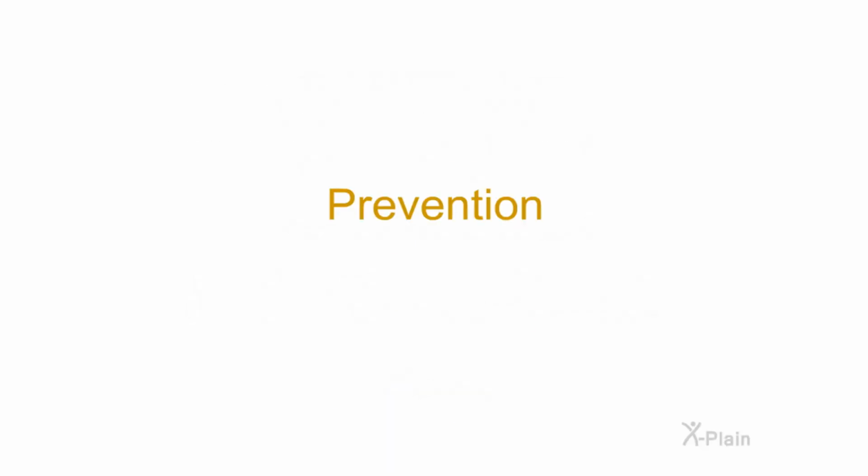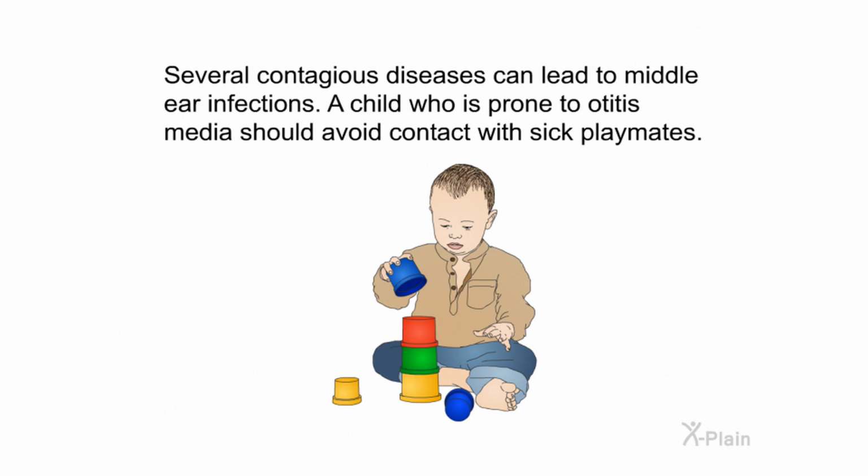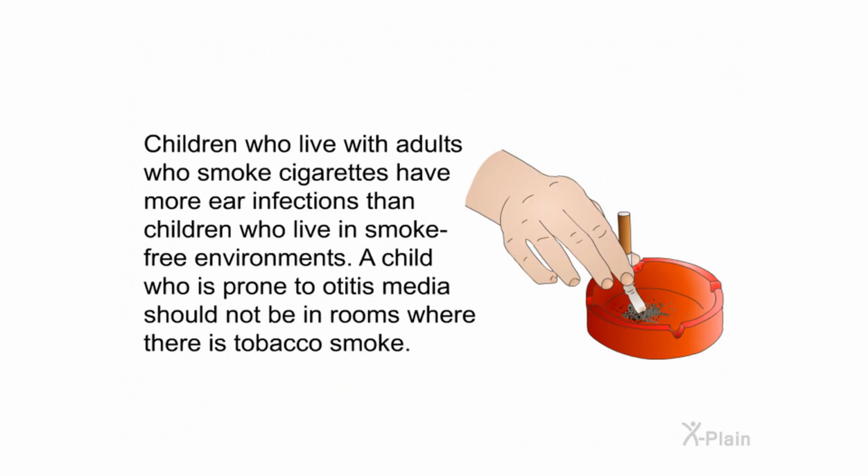Prevention. Several contagious diseases can lead to middle ear infections. A child who is prone to otitis media should avoid contact with sick playmates. Children who live with adults who smoke cigarettes have more ear infections than children who live in smoke-free environments. A child who is prone to otitis media should not be in rooms where there is tobacco smoke.